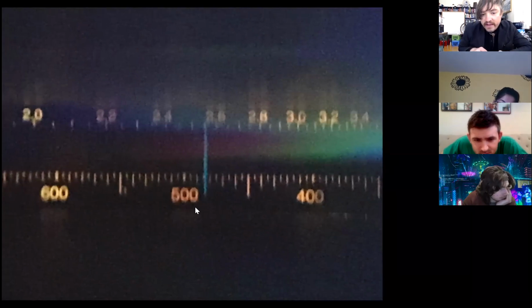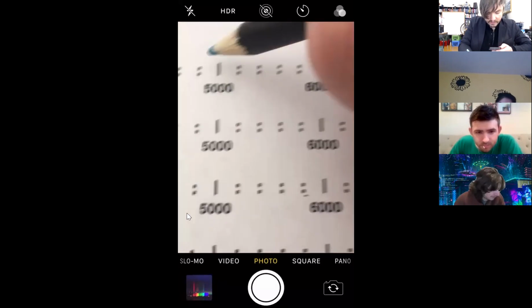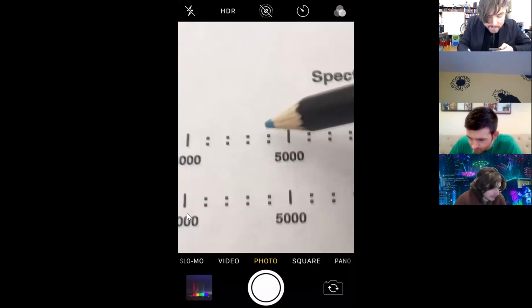No, 45 is, wait a minute. Do you mean the number 45? It's clearly between 400 and 500, right? Yeah, so 485. Oh, 485. Yeah, that's great. Sorry, Brandon, I thought you were confused. That's a blue line. That's 480, so we'll put it just past 4,800.